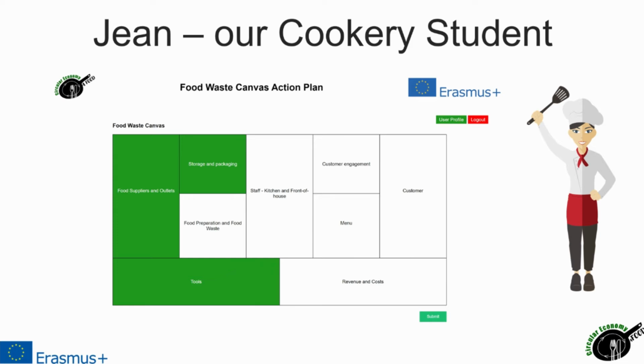So what she would do is select 3 areas on the canvas, these are the green areas shown, where she would like to create an individual set of activities that she can do in order to address the food waste reduction action plan.